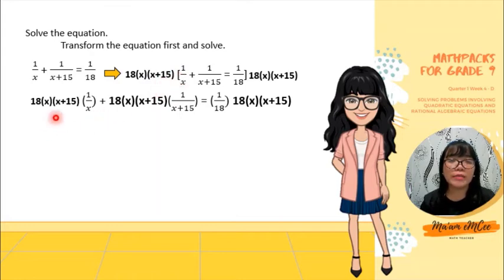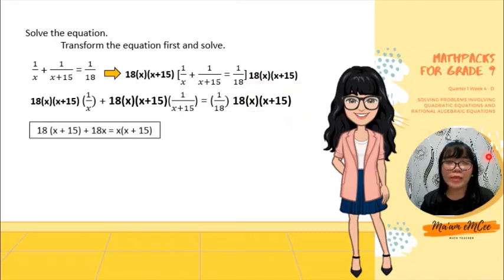So 18 times x plus 15 times 1 over x plus 18 times x plus 15 times 1 over x plus 15. And that would be equal to 1 over 18 times our LCD, which is 18 times x plus 15. Then we simplify. Now, we cancel out the x here because x here is in the numerator, this one denominator, so x over x is just equal to 1. So that is why we've been canceling out those terms, the same in the numerator and the denominator.